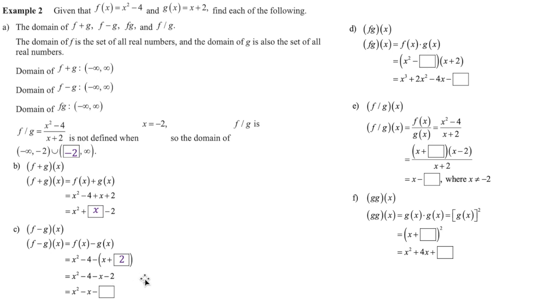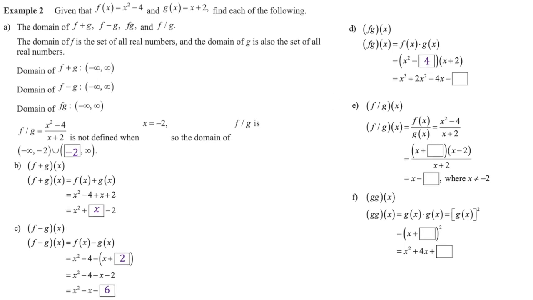Combining like terms gives me x squared minus x minus 6. Now multiplying them together, I will have x squared minus 4 times x plus 2. Now that we have our two binomials written, we can go ahead and distribute, giving us x cubed plus 2x squared minus 4x minus 8.